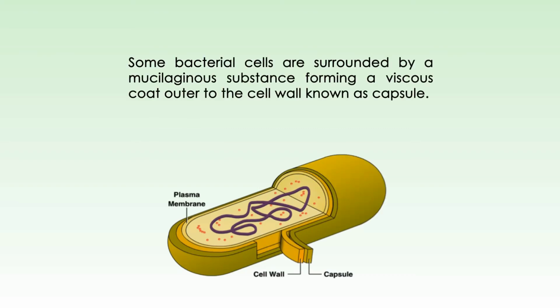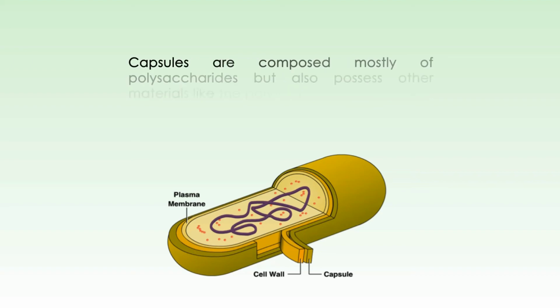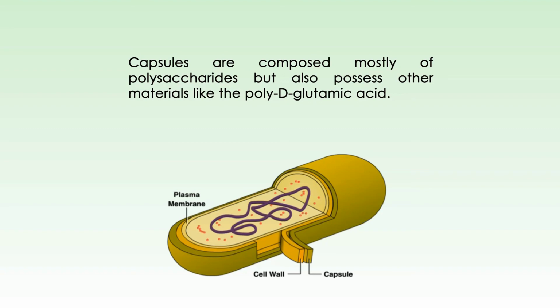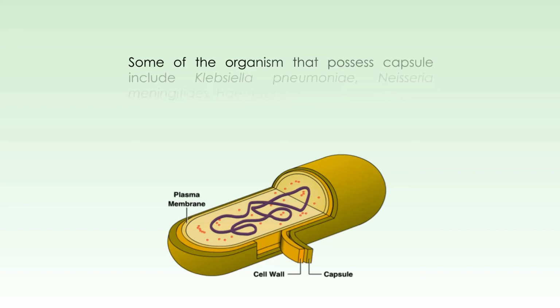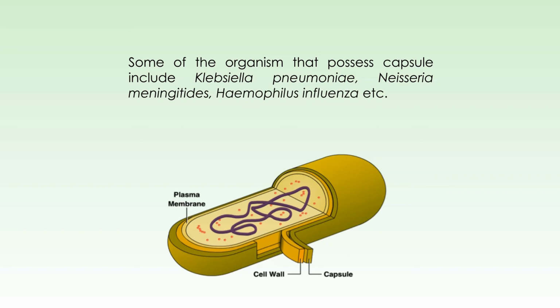Some bacterial cells are surrounded by a mucilaginous substance forming a viscous coat outside the cell wall known as capsule. Capsules are composed mostly of polysaccharides but also possess other materials like poly-D-glutamic acid, and some of the organisms that possess capsule include Klebsiella pneumoniae, Neisseria meningitidis, Haemophilus influenzae, etc.